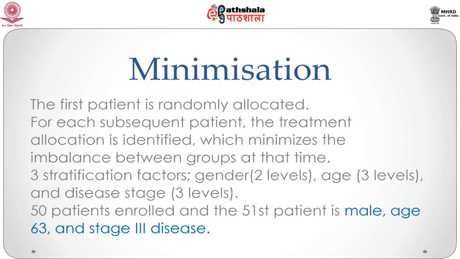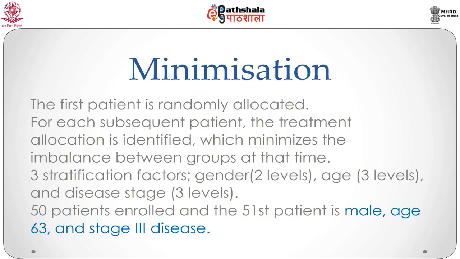Another common technique is minimization. This is a means of guarding against accidental bias. Here the first patient is randomly allocated, and for each subsequent patient the treatment allocation is identified which minimizes the imbalance between groups at that time. To use an example, suppose we have 3 stratification factors: gender with 2 levels, age with 3 levels, and disease stage, which also has 3 levels.